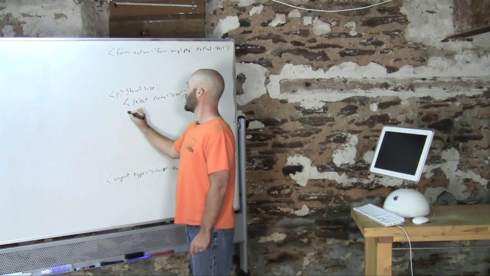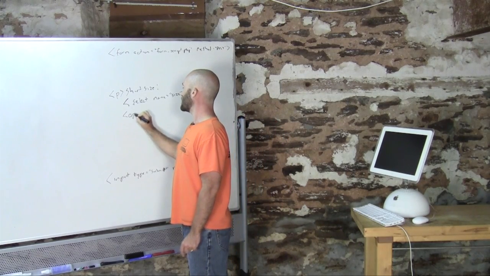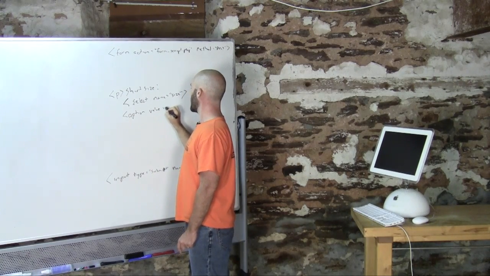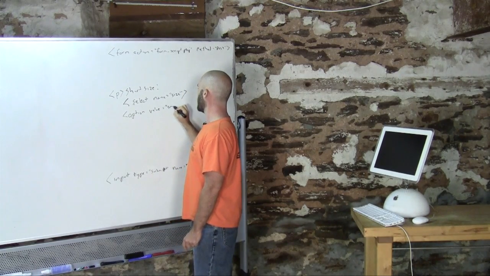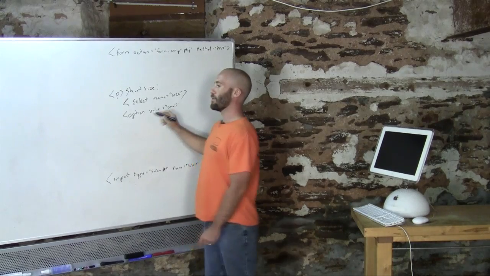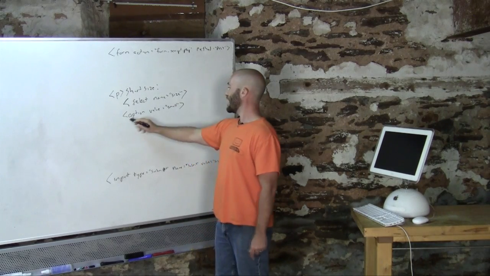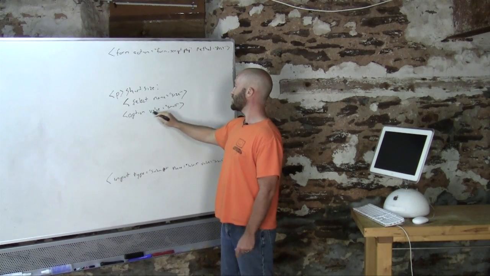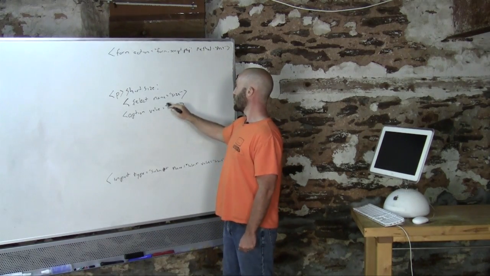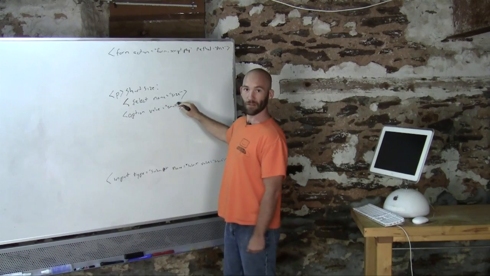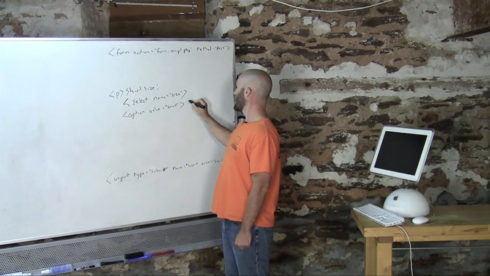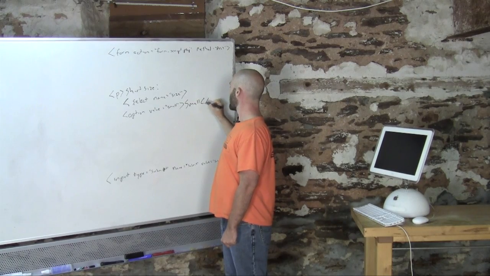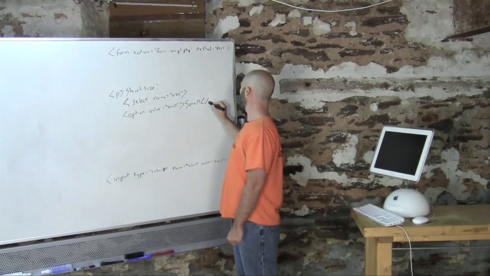Then all we do is we do angle bracket option value equals small. So what we're doing here is we're creating the first value of small. So we do angle bracket option space value equals double quotation mark small, close double quotation mark angle bracket, and then here we say small again. And then we close the option tag.